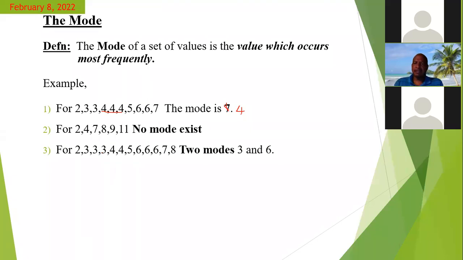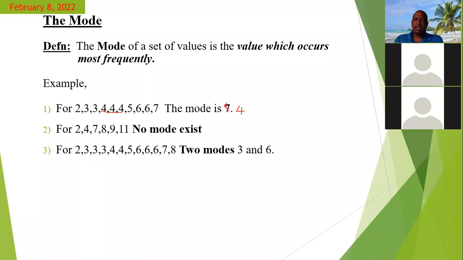Now, in this set of values, we would notice that 3 and 6 occur pretty much the same, but they're the ones that occur the most. Because 3 occurs 3 times, and 6 occurs 3 times. So those 2 values occur the most. So in this case, if you have 2 values occurring the most, it means that we would have more than one mode. So these 2 values, 3 and 6, would give us 2 modes. Is that clear, guys?